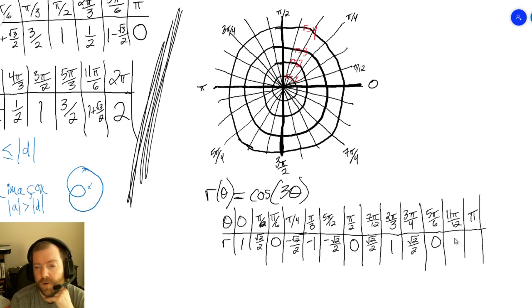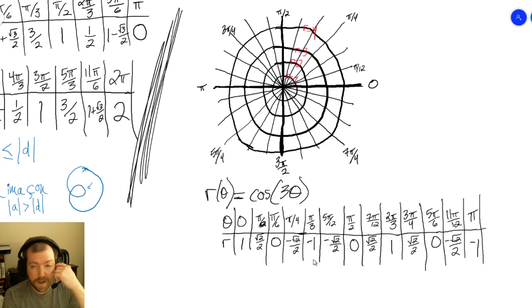11 pi over 12 gets tripled to 11 pi over 4. So this is going to be 7, 9, 11 pi over 4, which is going to be negative root 2 over 2. And pi here is going to be equal to a negative 1. Triple pi becomes 3 pi. 3 pi and pi are actually in the same place, so that ends up there.